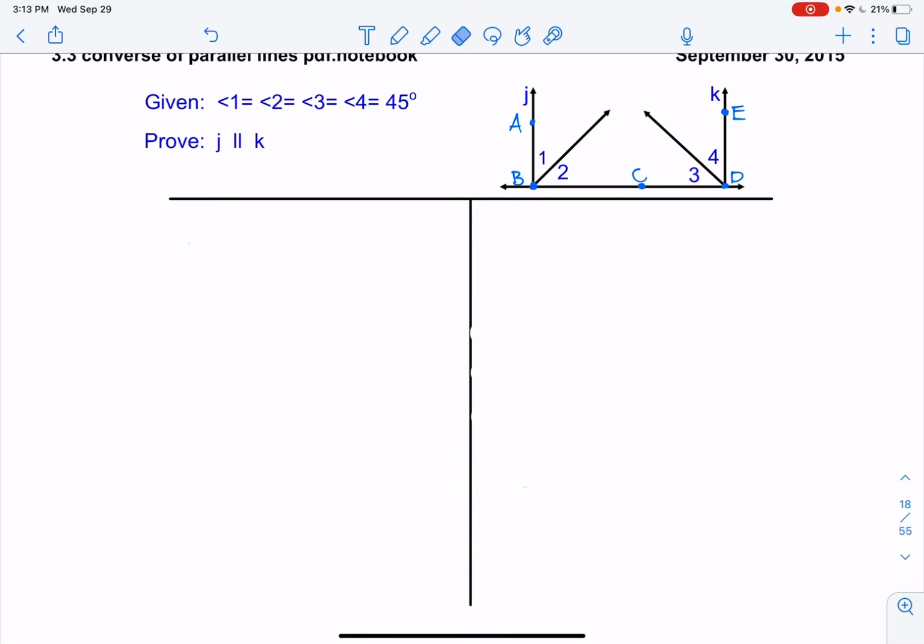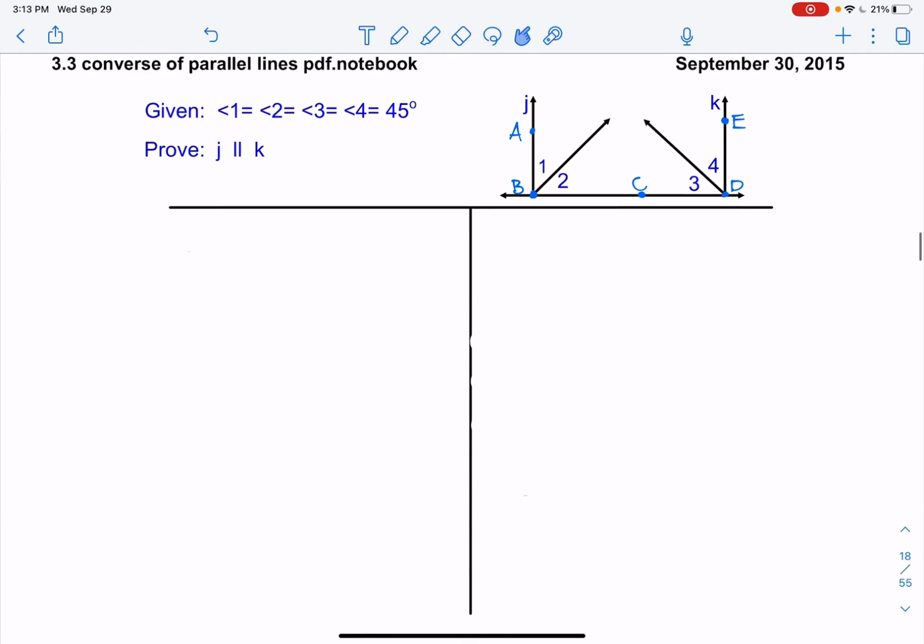All right, so today we're going to go over two examples in order to show how you, given the certain information you have, can prove that two lines are parallel. So for example, on this one, we are given that angle 1, 2, 3, and 4 are all 45 degrees. And just as reference, we're going to label this point A, this point B, point C, D, and E.